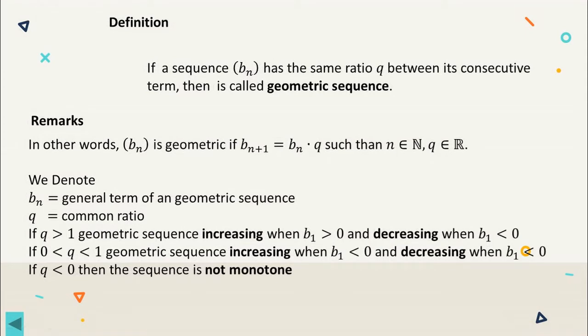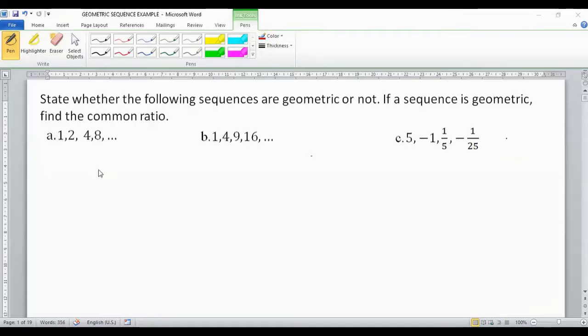So now let's jump to the example. State whether the following sequences are geometric or not. If the sequence is geometric, find the common ratio. We already know that if the sequence is geometric, Bn plus 1 is equal to Bn times k. What is k? k is the common ratio. So if you want to find k, it is equal to Bn plus 1 over Bn, everyone.